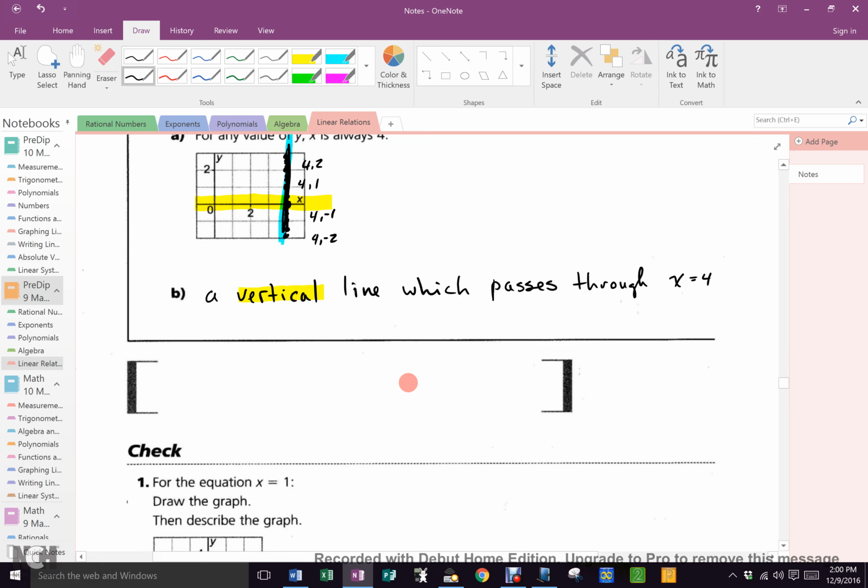When x is equal to 1, we always are vertical. Okay, let's try to put that in slightly more mathy sounding words.